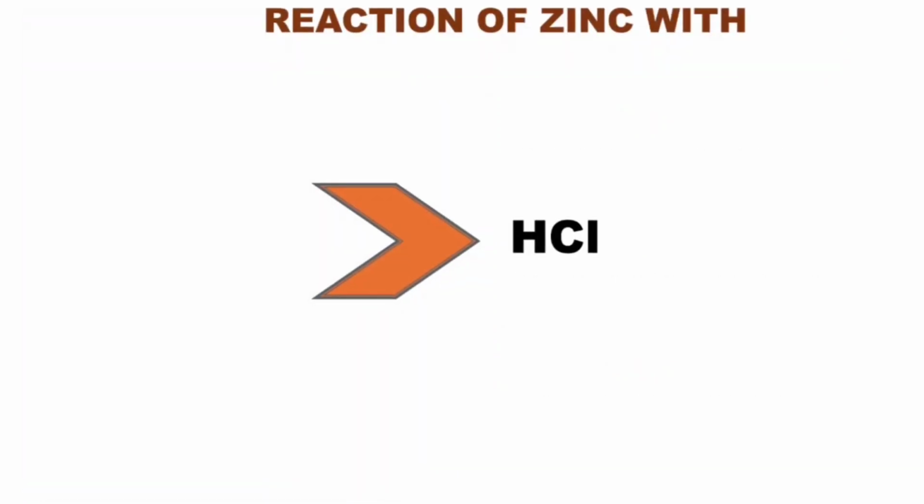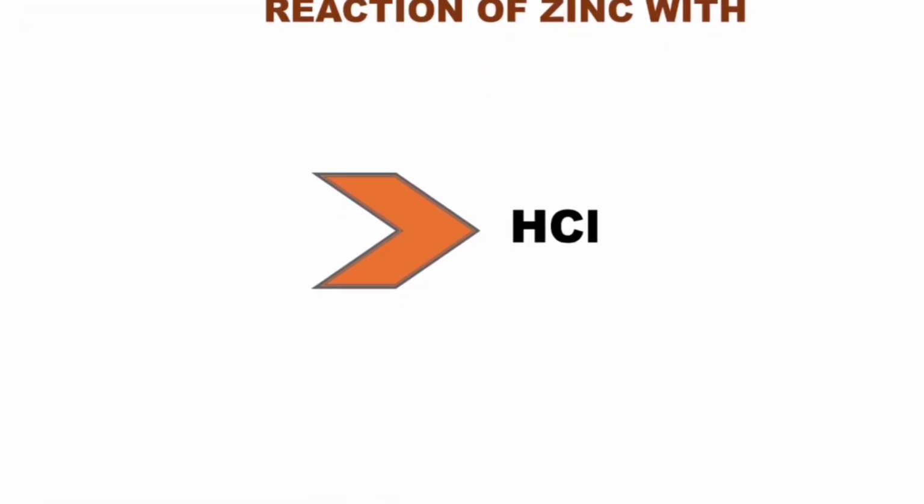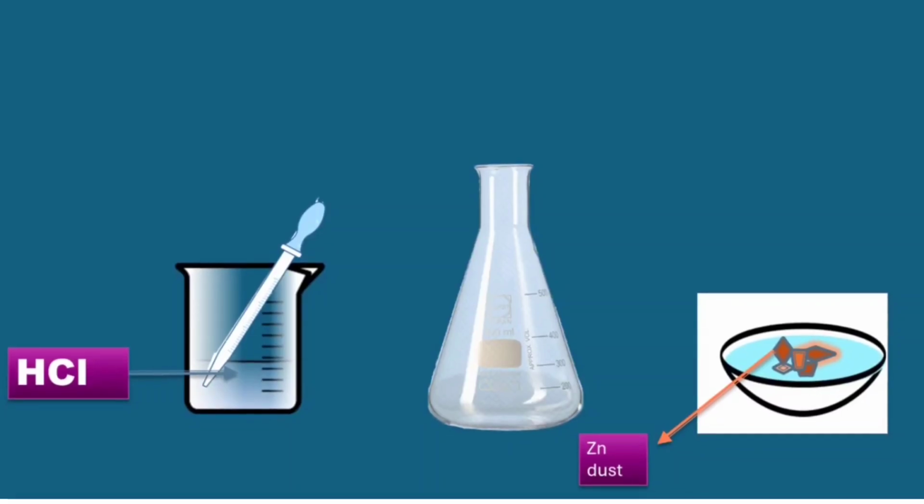Next one is reaction of zinc dust with HCl. For this, we are taking HCl and zinc dust. We are adding zinc dust inside the conical flask.